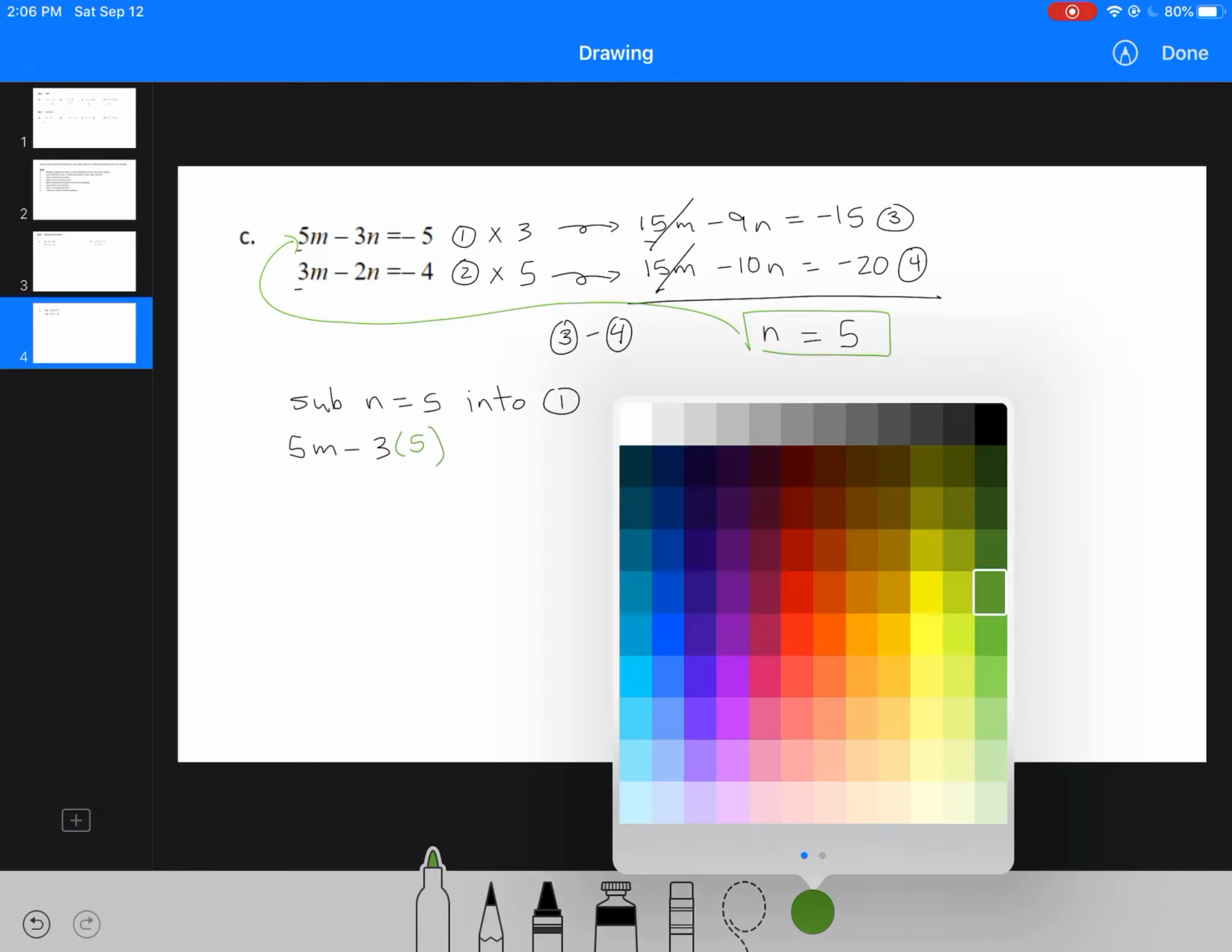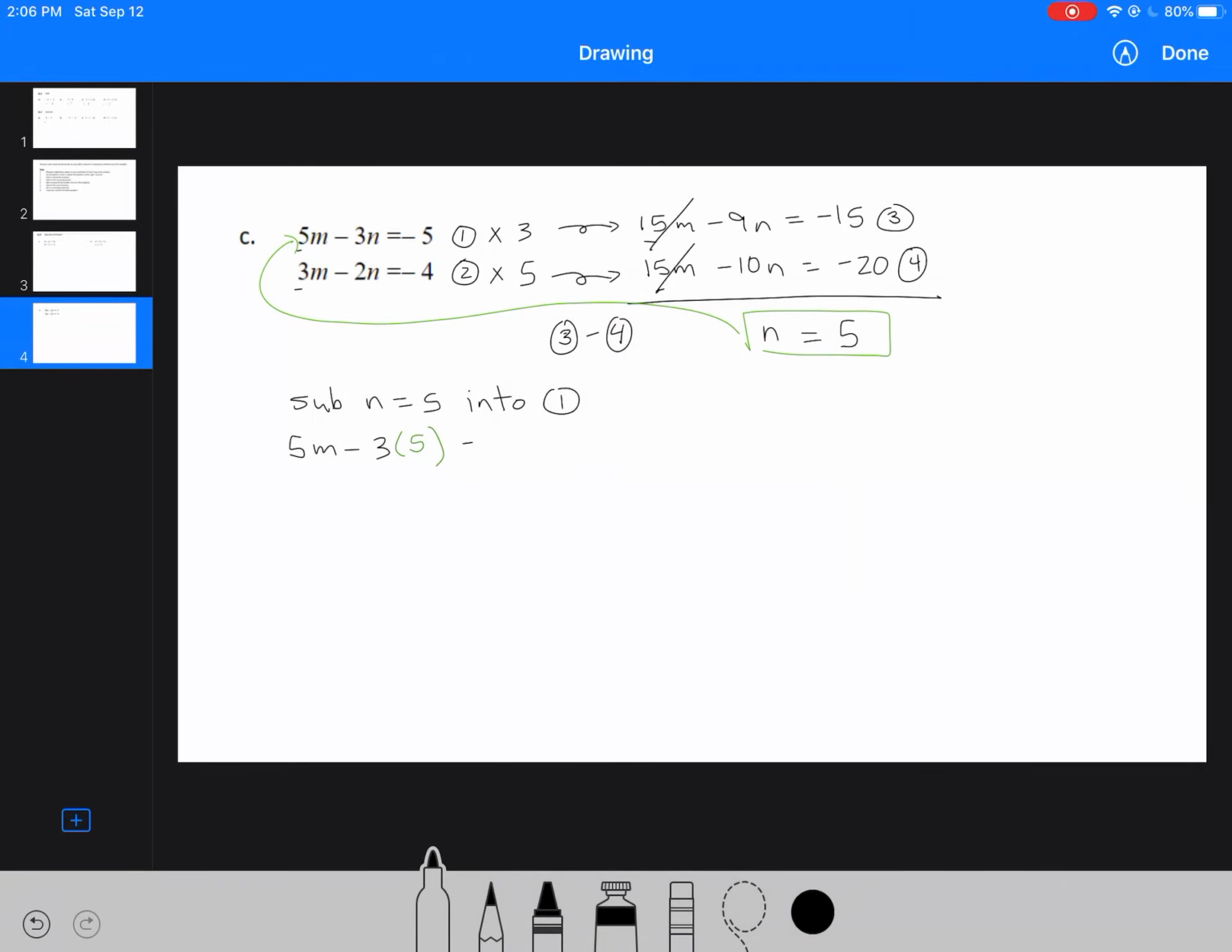So 5m minus 3n, which is 5, equals minus 5. And then I've got 5m minus 15 equals minus 5. Oops, I said 5 and wrote 15. There we go. So I've got 5m equals 10, which means that m equals 2. So therefore, my solution is m, n, so 2, 5.